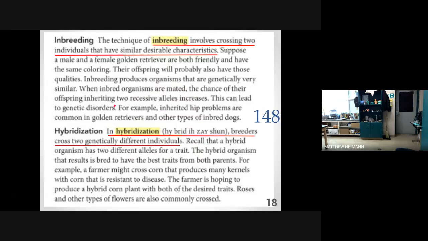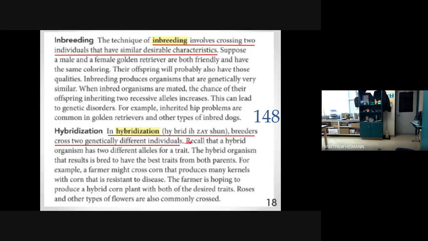All right. Another thing, inbreeding. The technique of inbreeding involves crossing two individuals that have similar desirable characteristics. Let me read about inbreeding. Suppose a male and a female golden retriever are both friendly and have the same coloring. Their offspring will probably also have those qualities. Inbreeding produces organisms that are genetically very similar. When inbred organisms are mated, the chance of their offspring inheriting two recessive alleles increases. This can lead to genetic disorders. For example, inherited hip problems are common in golden retrievers and other types of inbred dogs. So inbreeding has a lot of negative connotations for sure.